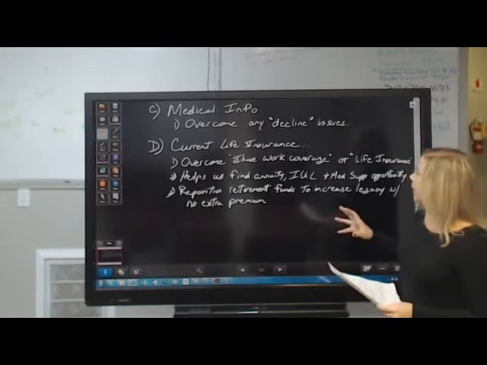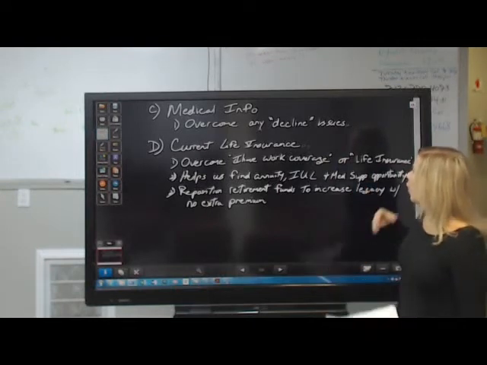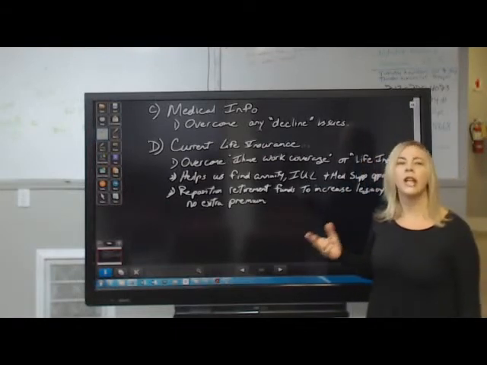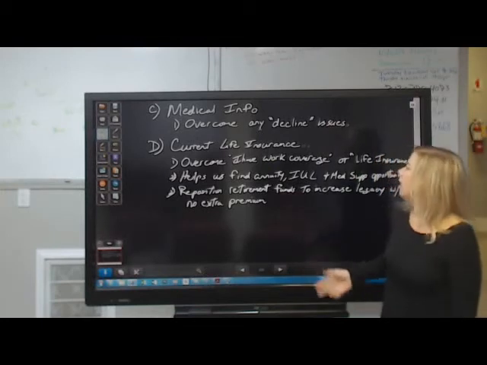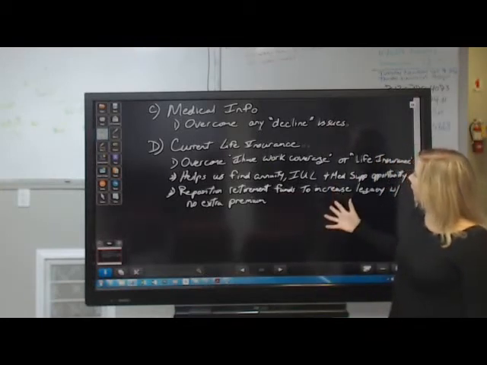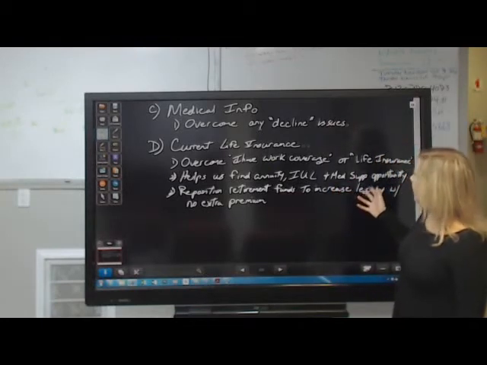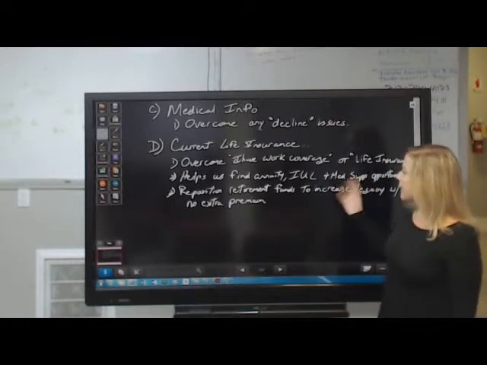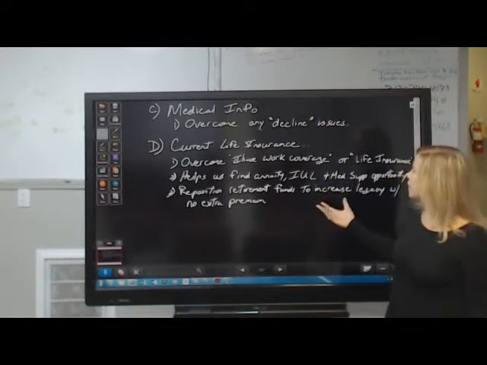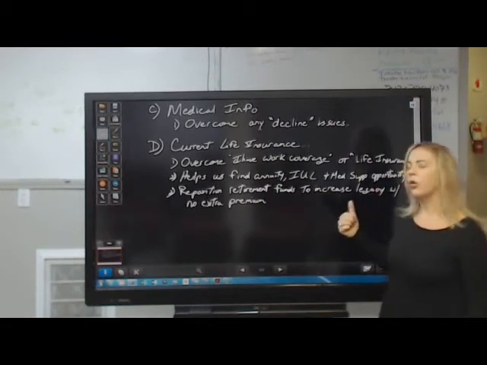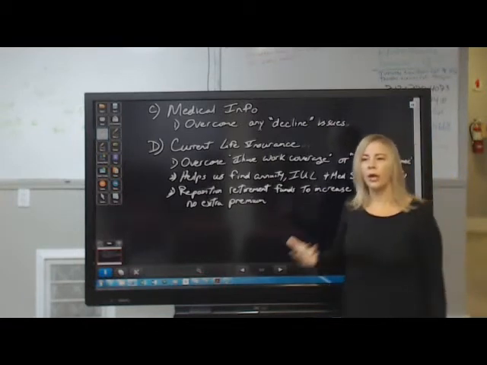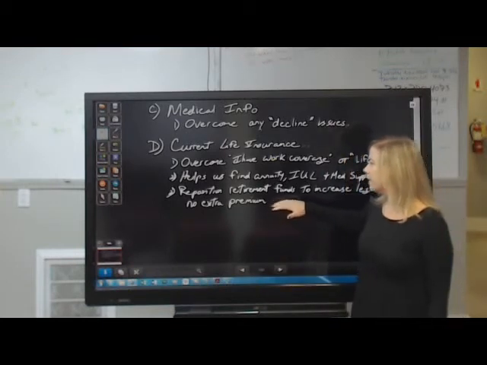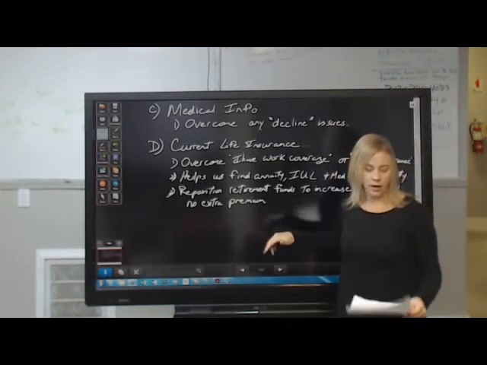So the next section is Section D on current life insurance. What we're going to do here is, there's a few different things. We're overcoming the I have work coverage, or I have life insurance objection. It's going to help us find annuity, IUL, and med supp opportunity. And a little bit of a way that I spin it is we reposition retirement funds to increase our legacy without premium. This is a huge way that I position myself to write annuities.